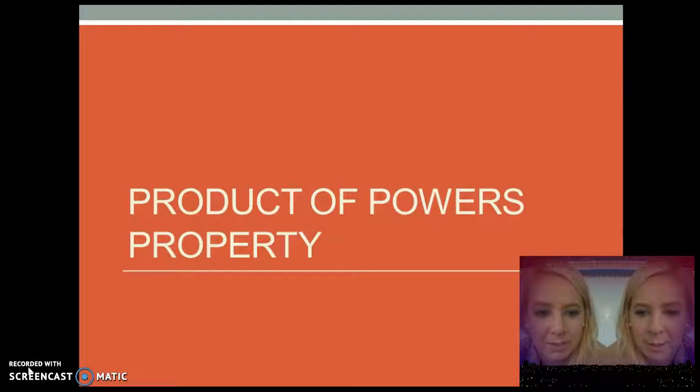Since we're talking about exponents, I decided to bring in my twin here because now we're squared, which is pretty cool.